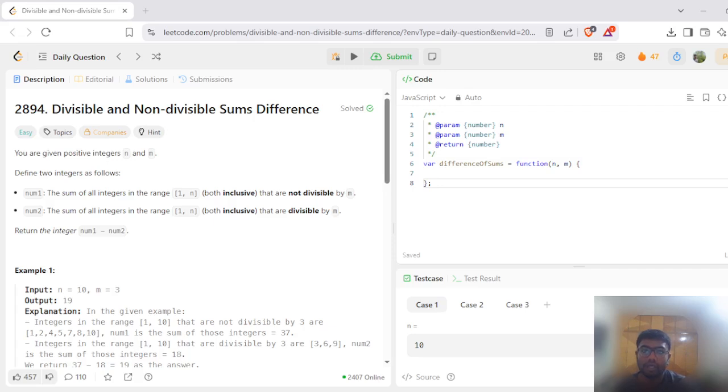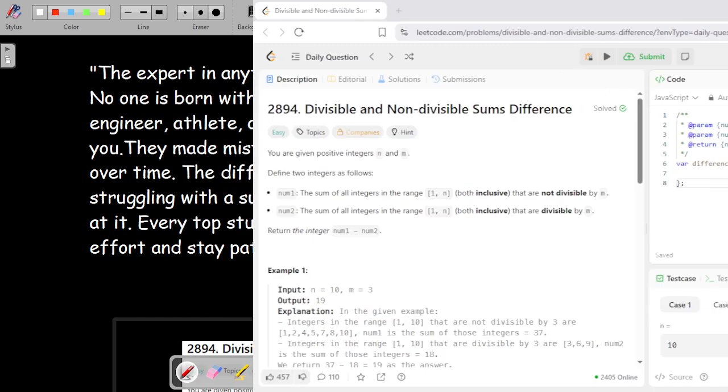Hello everyone, let us look at today's Leetcode problem 2894, divisible and non-divisible sum difference. Before starting this problem, let us look at a motivational quote for today.